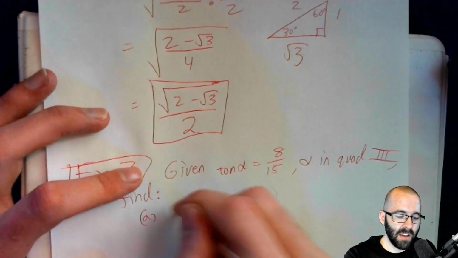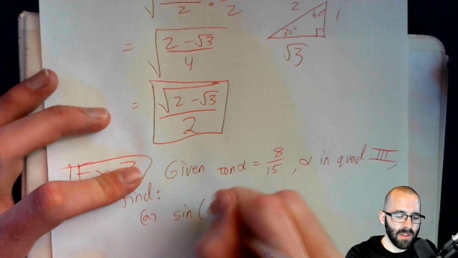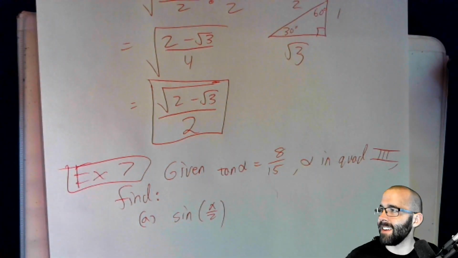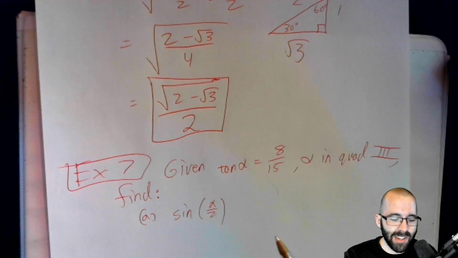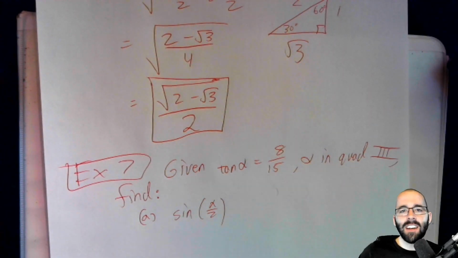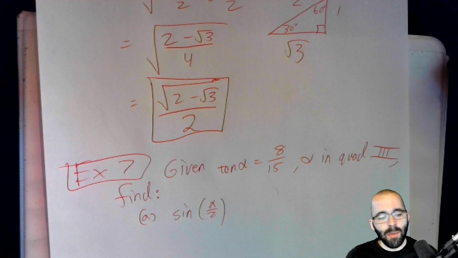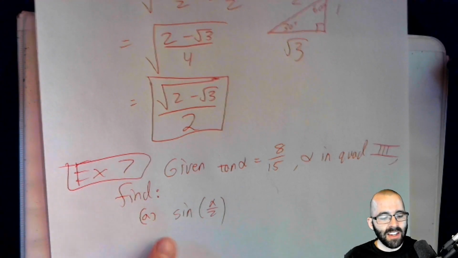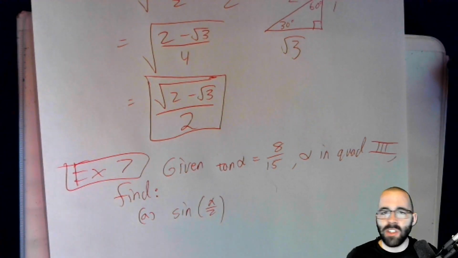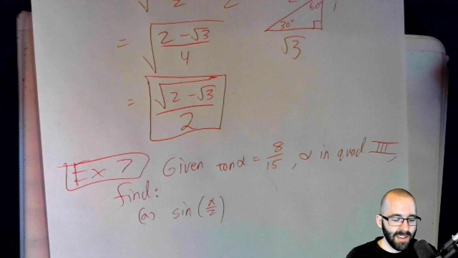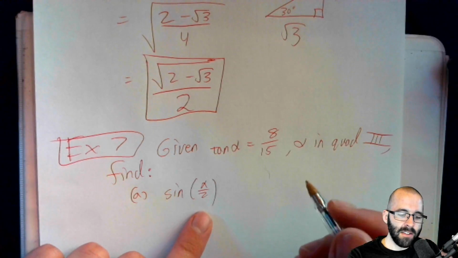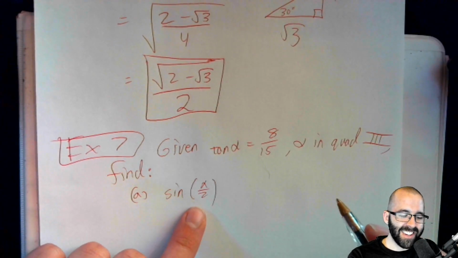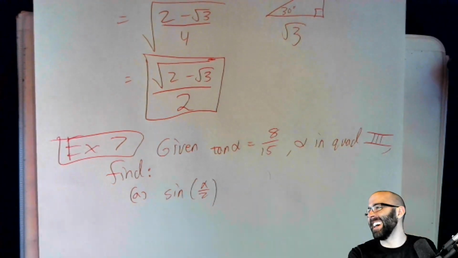Part A. What is sine of alpha over 2? Oh, Jason, that's easy. Why are you wasting our time? All we have to do is use the half angle formula. Just like yesterday when we did the double angle formula, if I asked you what is the sine of 2 alpha, we just use the double angle formula. Okay, so here we go. Again, it's not actually that easy.